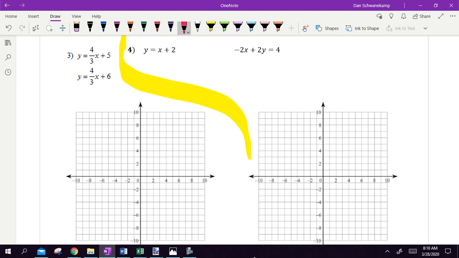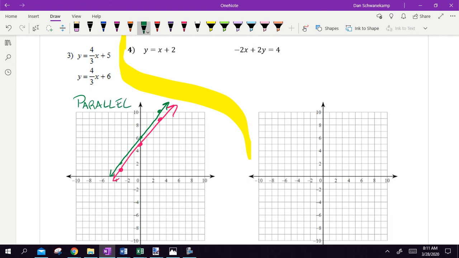Let's graph this. 4/3 x plus 5. 1, 2, 3, 4. 1, 2, 3. 1, 2, 3, 4. 1, 2, 3. Boom. A line right there. 4/3 x plus 6. Here, here, here. All right, so when are those two lines going to cross? Think back to your geometry days. Those two lines right there are parallel.